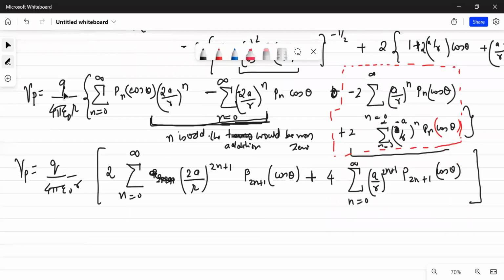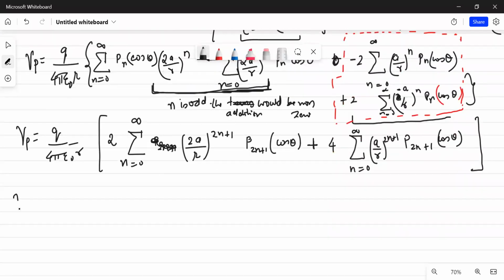Okay, so if this is the case, then why not try to simplify this expression again? This will become q upon 4 pi epsilon naught r, and let us take a few things common out. I will take this 2 outside. You see, this is minus now. So overall this is negative, and this will again become negative. So this will be minus here. Okay, so I am making a mistake here. Otherwise I don't think there is any mistake anywhere else.